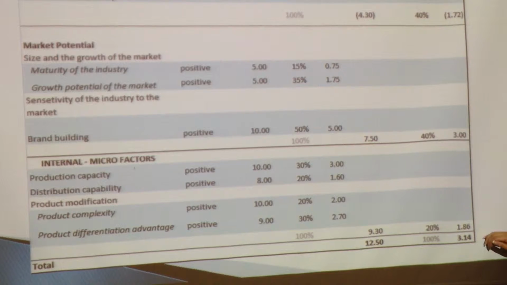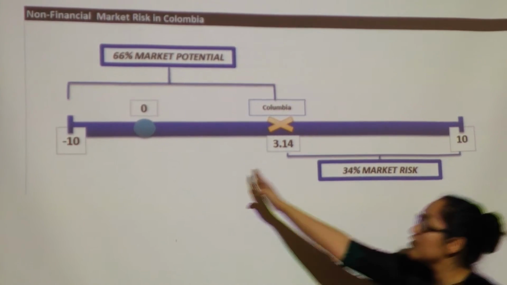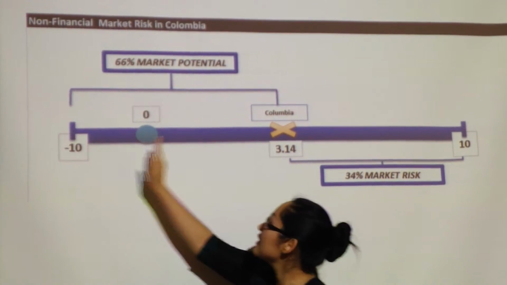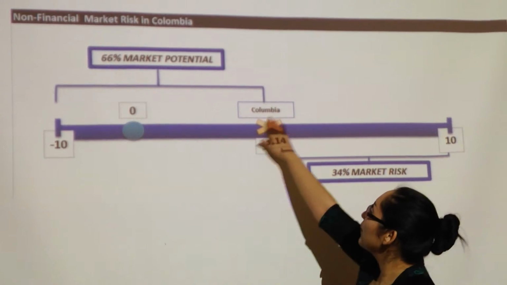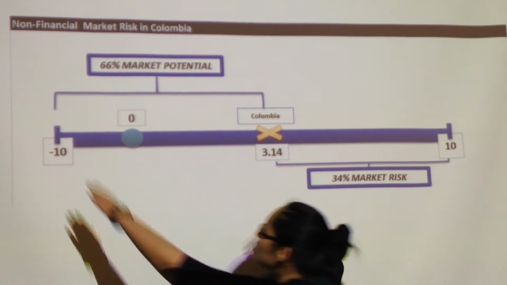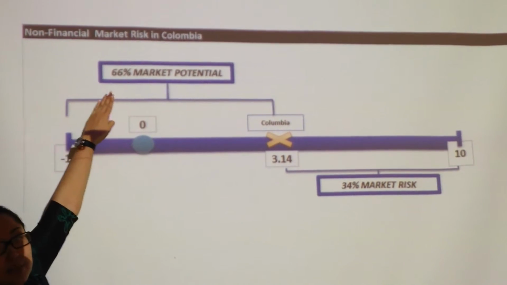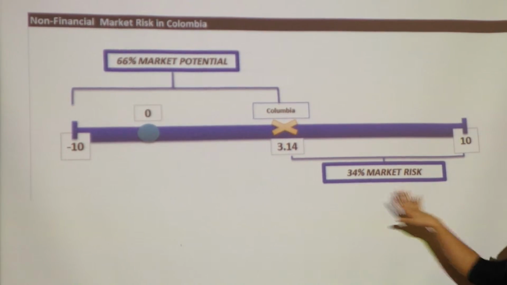So what does that number tell us? Because we were giving scores between 0 and 10, 0 to -10 being our risks, 0 to +10 being our potential, we ended up at 3.14, which shows us that out of the whole range, we are at 66% market potential, leaving us with 34% market risk.